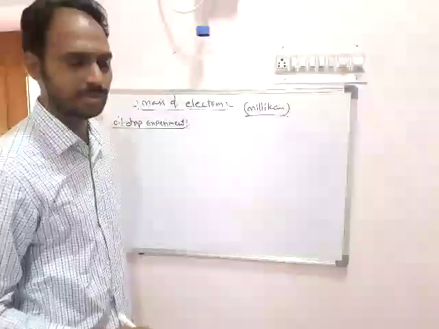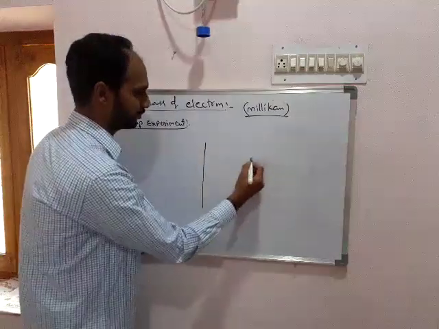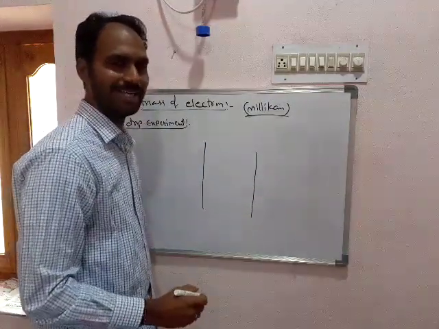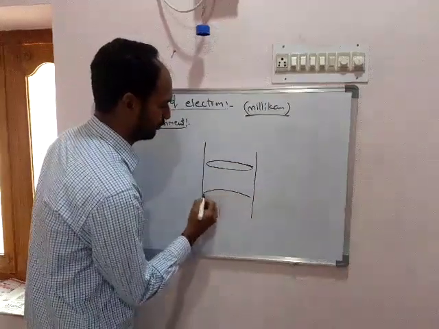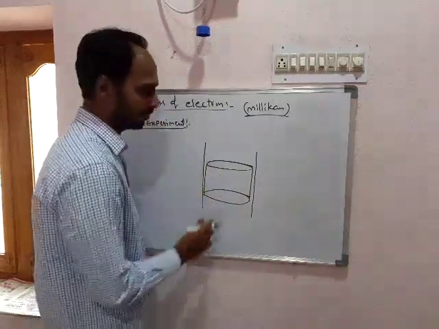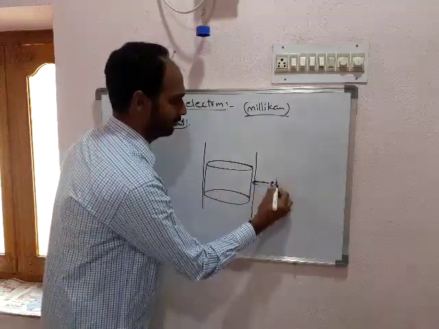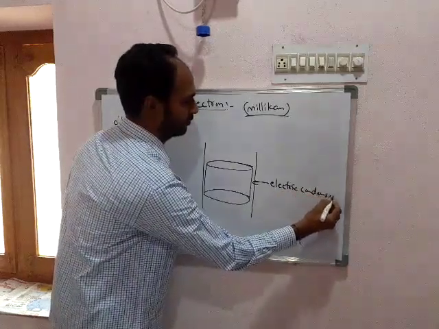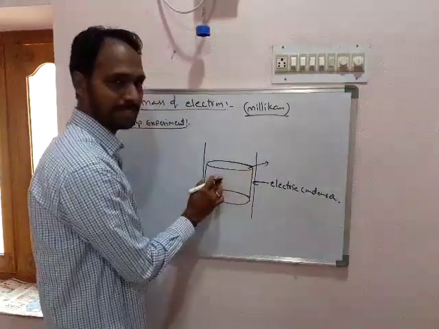This is also called the oil drop method. So in this experiment, he took a chamber in which an electric condenser is present. These are the two plates present in the electric condenser. The upper plate is positively charged.